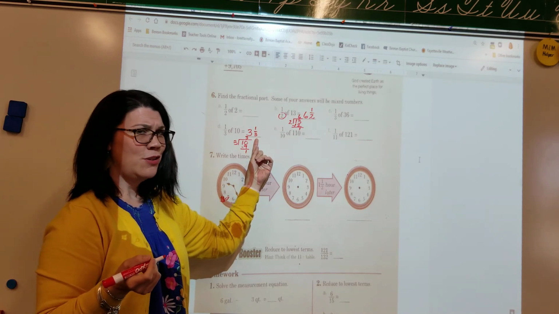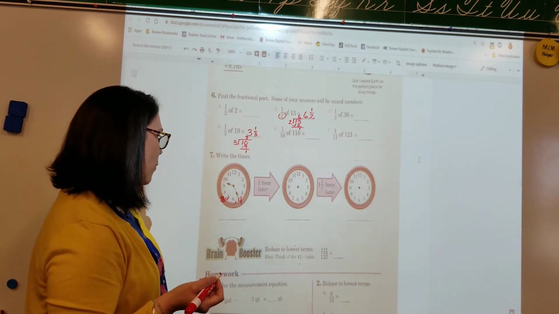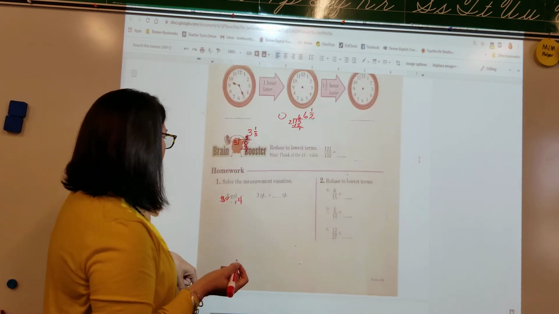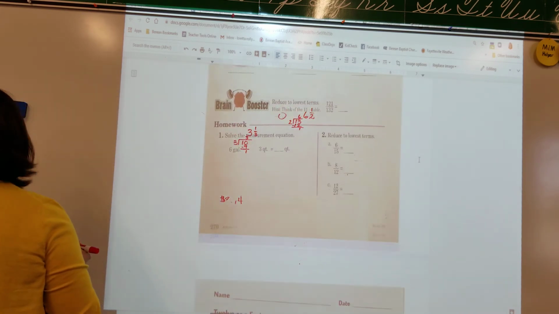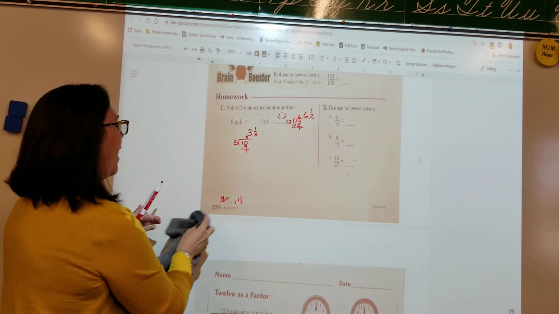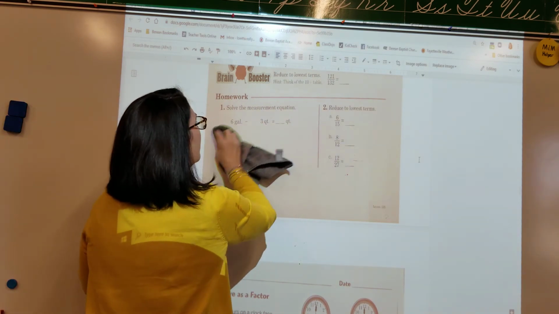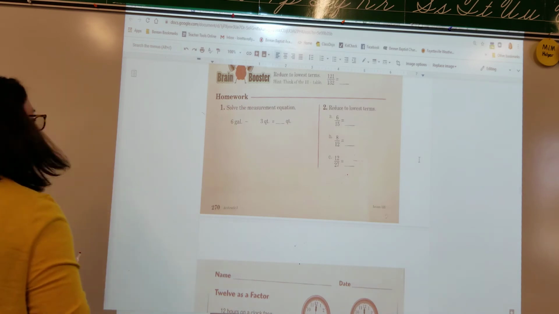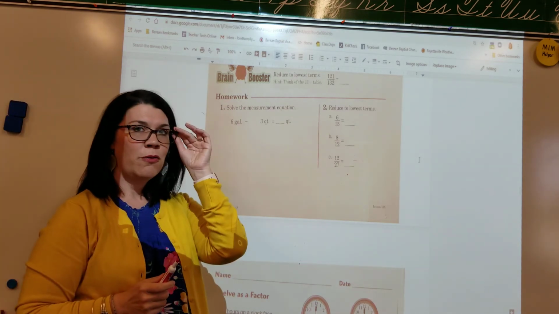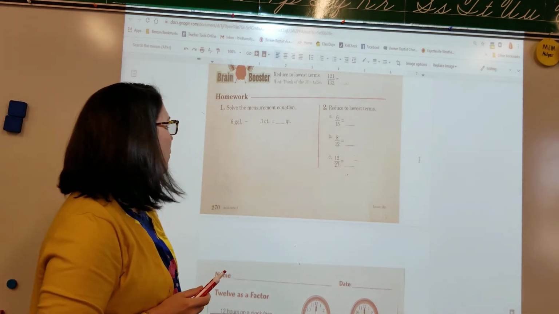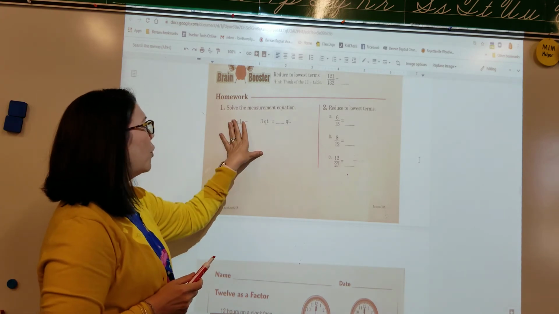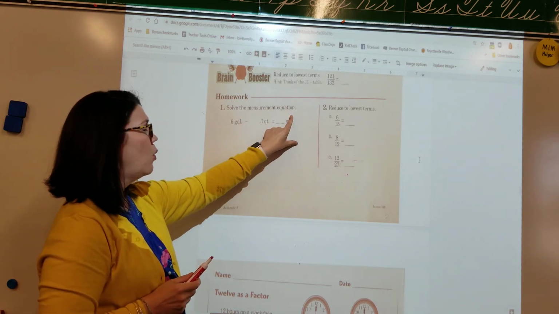I have a feeling you did really well on those, so I think you'll do great. Hey, I want to scroll down. I know it says homework, but I'd like to look at this one with you. I like doing these. They're kind of fun. But I want to go over this because I know there's lots of steps to it. So I want to make sure that while we're apart from each other that you're able to keep going with these, okay? So number 1 on your homework says to solve the measurement equation.